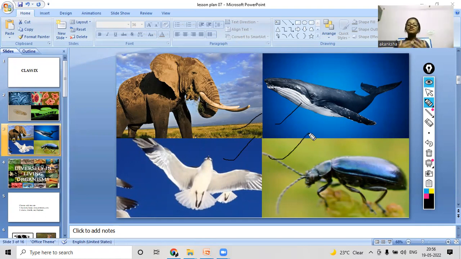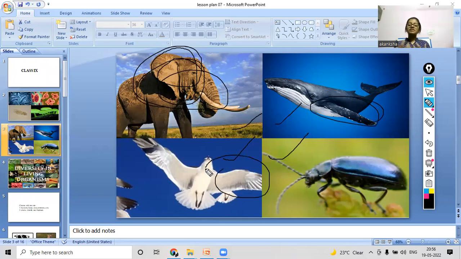So, what is the difference between all of these organisms? Yes, their shape is different, their sizes are different, right? And some live on land, some live in water, some fly in the air, some have wings, some have big ears, right? As elephants, they have big ears, right? And some have fins, some have wings. So these are the different features of different organisms. So we can see that there is diversity, right?